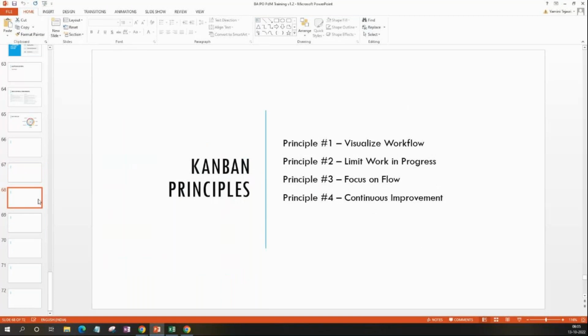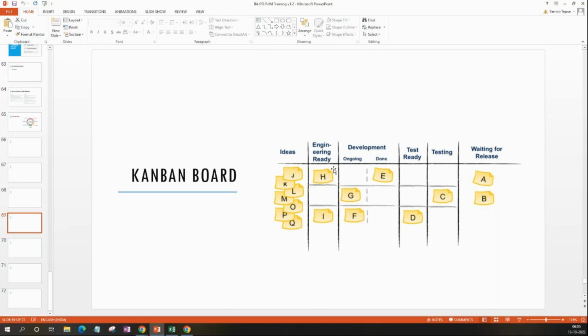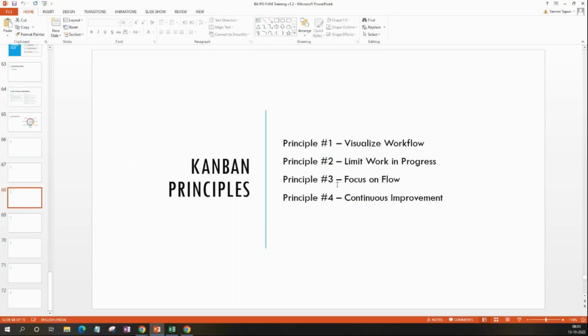Okay, next is on Kanban. So we have Kanban principles. There are 4 Kanban principles. We have seen this Kanban board earlier, right? I've also explained how Kanban looks, and we also saw it in Jira. So keeping that in mind, let's try to understand the Kanban principles.